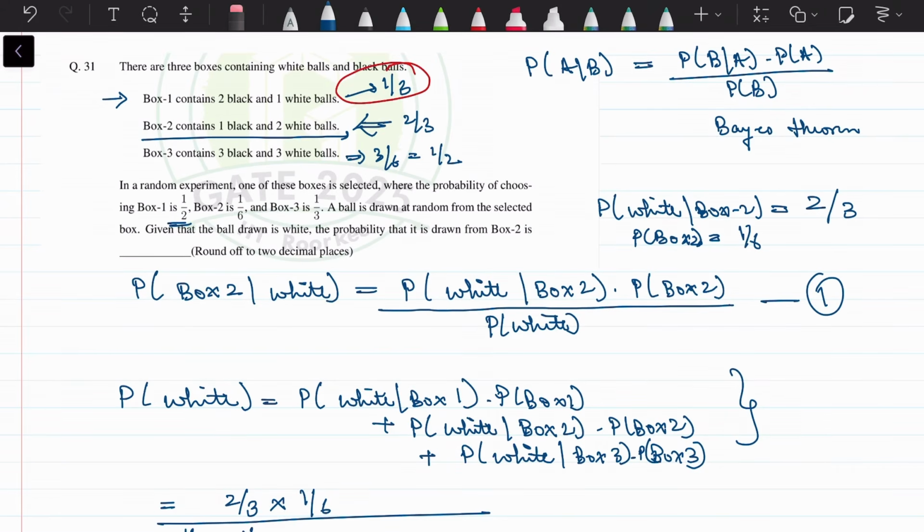So we will write 1/2 plus, now probability of white ball given box 2 we have calculated here. It would be 2/3 into probability of box 2, which is 1/6, plus, and similarly probability of white ball given box 3 is here, which is half. So half into probability of box 3 is 1/3. If we solve this particular expression, we'll get 1/4, and so the answer is 0.25. So the answer to the question is 0.25.